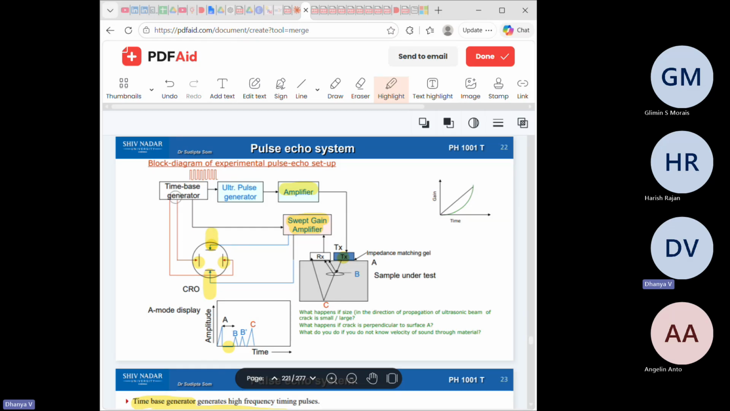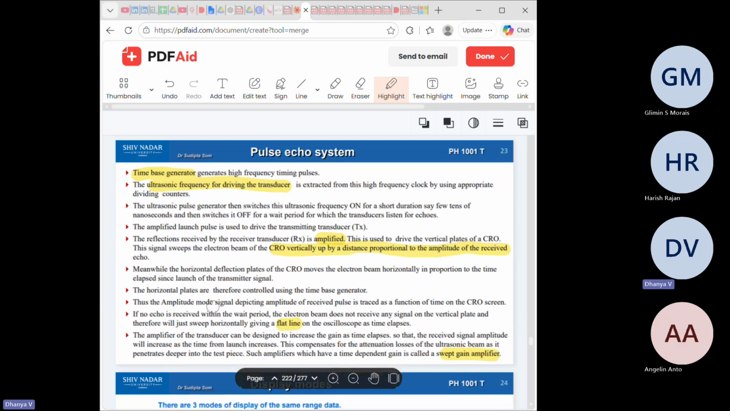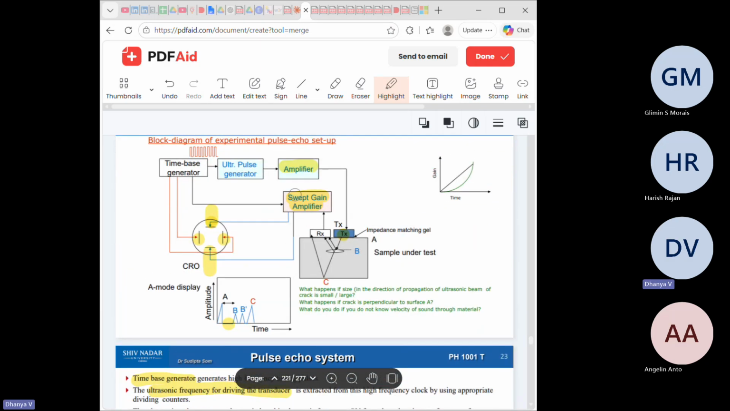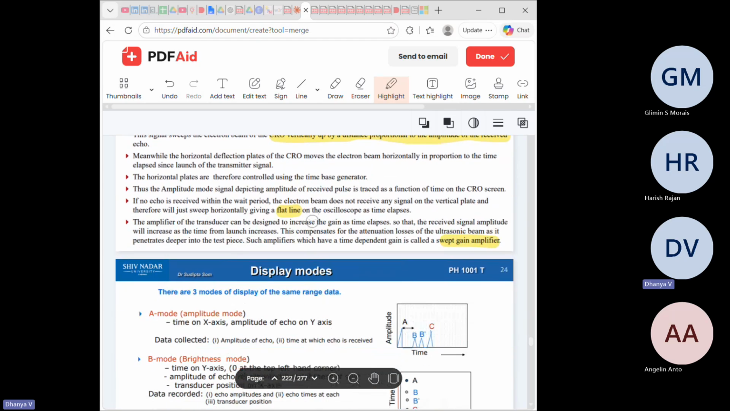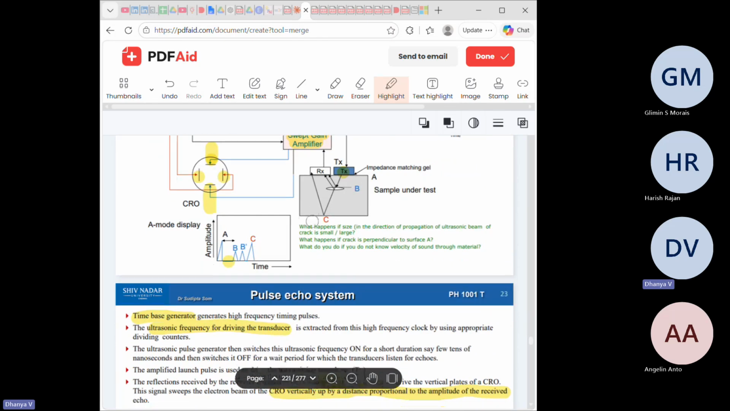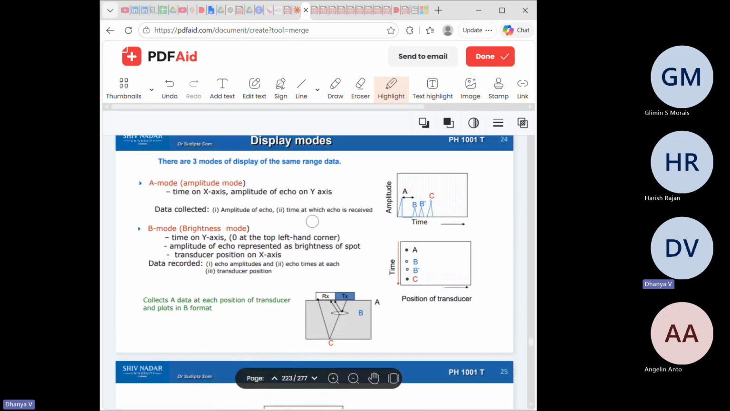And then similarly, a time-based generator makes your horizontal plates move left to right with increase in time. And if there is any idle period, then only the time moves and the amplitude doesn't move. I hope I covered everything. And then you just write that your swept gain amplifier is based on your time. So I think this is all that you need. It's a very easy thing, it just looks scary. That's all.